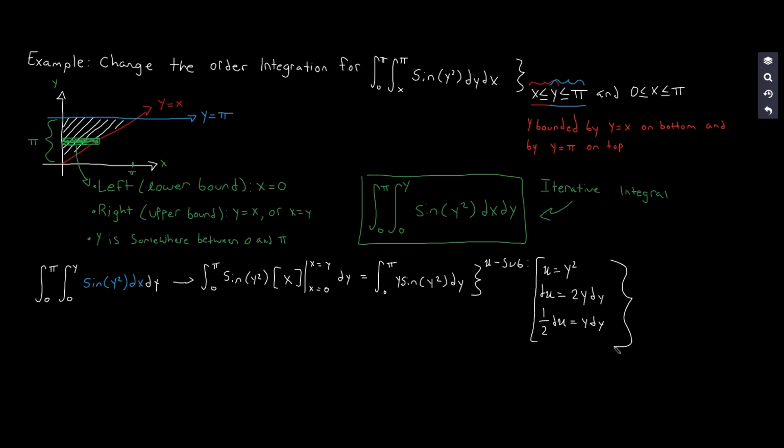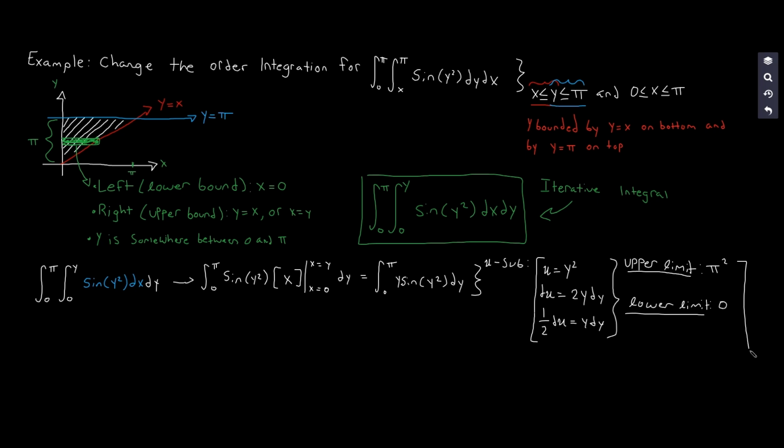But what about our upper and lower limits of integration? Well, that's a good question. The upper limit is going to be pi squared. And then the lower limit is going to be 0 squared, which is just 0.